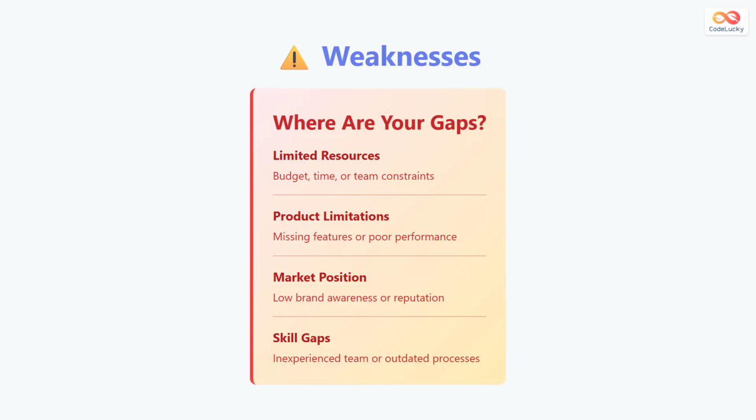Weaknesses are gaps in your product or organization. These are the areas where you're not as strong as competitors or where you need improvement. Common weaknesses include limited budget or resources, missing product features or poor performance in certain areas, low brand awareness or weak reputation, and skill gaps or outdated processes within the team. Recognizing your weaknesses isn't about being negative. It's about understanding what you need to fix or improve to remain competitive.